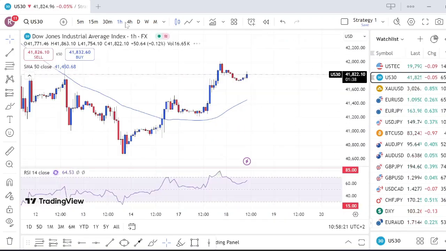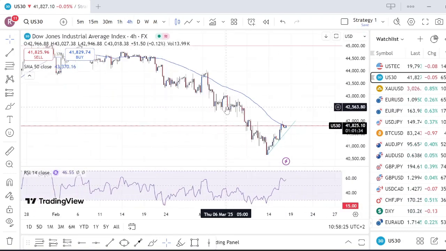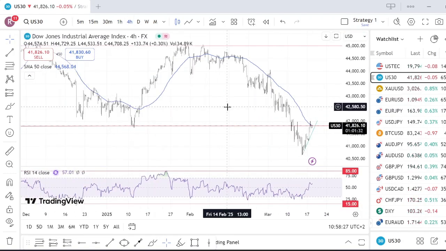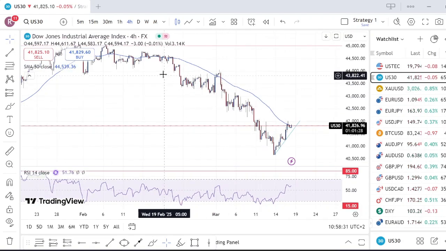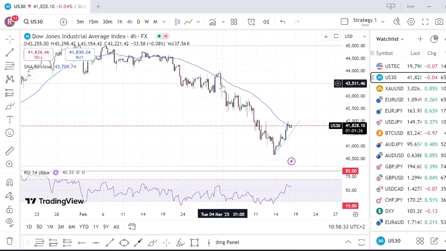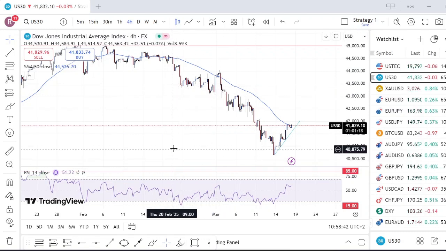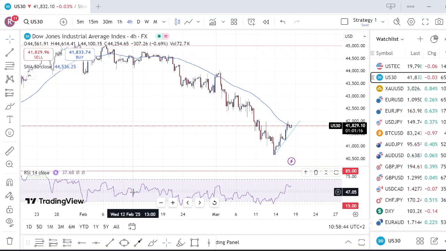So moving on to US 30 on the 4-hour chart. Also very similar sentiment here. Price is trading very bearish for the most part, trading below that moving average for an extended period of time. We did have a breakout and a break back in here on the 3rd of March, but for the most part, it was pretty consistent. Now on the RSI, it was trading below 50, between 30 and 50, so that's very bearish signs.